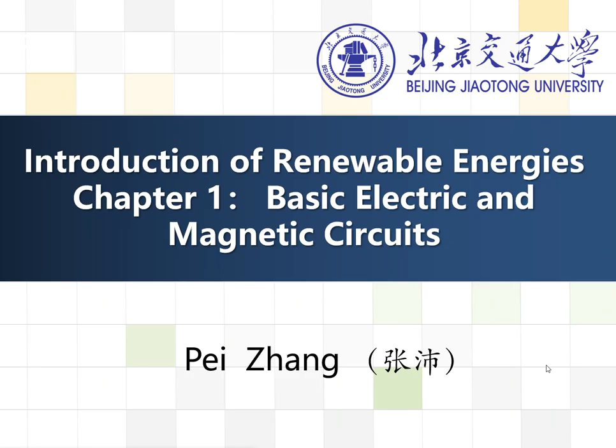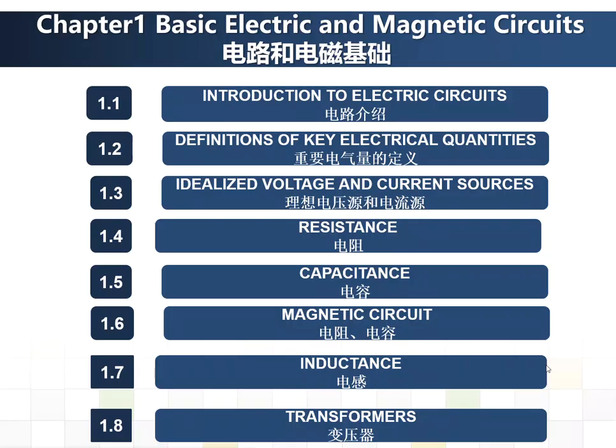Today we are going to learn Chapter 1, Basic Electric and Magnetic Circuits. Chapter 1 has 8 sections. 1.1 is Introduction to Electric Circuits. Section 1.2 is definitions of key electrical quantities. Section 1.3 Idealized voltage and current sources.